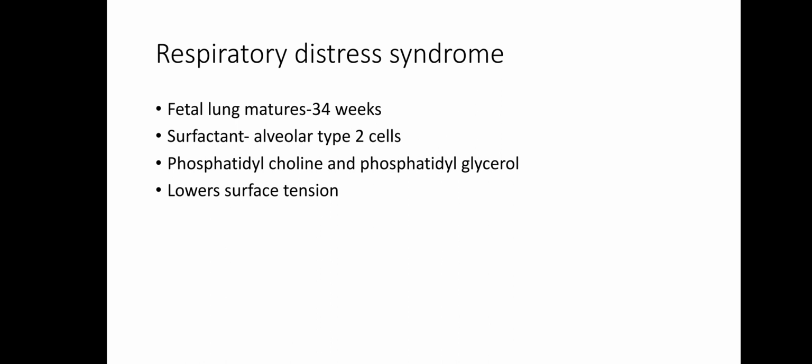Now we'll talk a bit about the main one, which is the RDS. So fetal lung matures at 34 weeks. It's not completely mature at 34 weeks, but at 34 weeks you can be sure that the surfactant has started being produced and the lung at least has a chance of survival when the baby is born. So surfactant is produced by alveolar type 2 cells, and the two main components of surfactant are phosphatidylcholine and phosphatidylglycerol. The function, as I said, is to lower surface tension, allowing the alveoli to remain open.